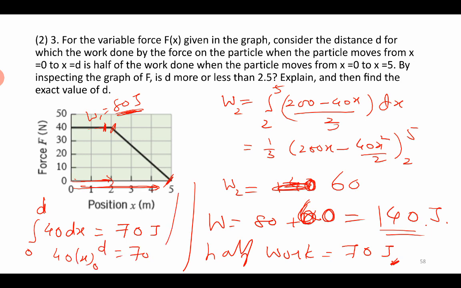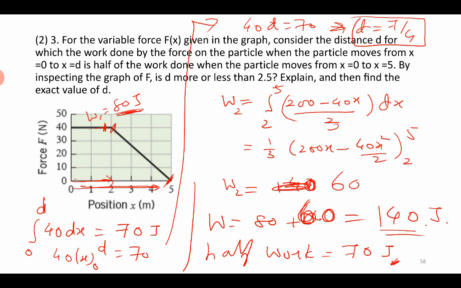So simplify this one. What do you get? 40D is equal to 70 and D is equal to 70 over 40. It is 7 over 4, 1.75, isn't it? Okay, this is our D. D is less than 2. That's the end of this problem.